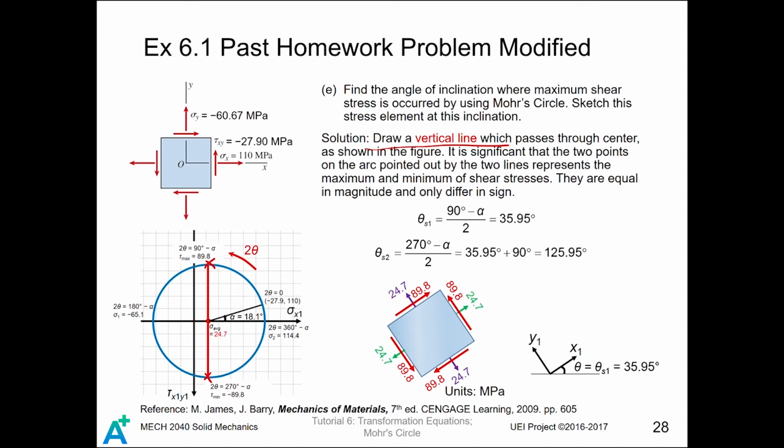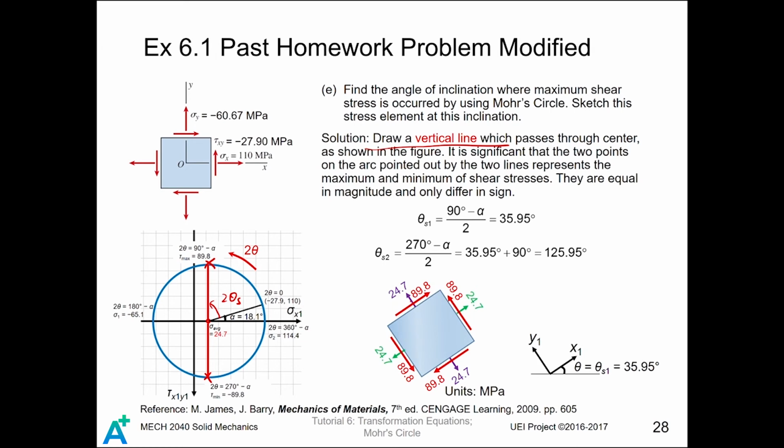To do this, first, we know that 2 theta s equals 90 degrees minus alpha, then theta s equals 35.95 degrees, and similarly, theta s2 equals 35.95 degrees plus 90 degrees, but actually there is nothing that we can do with it because this surface is 35.95, but adding 90 degrees is automatically this surface, so actually there is not much we can do because we suppose the stress element is a square.